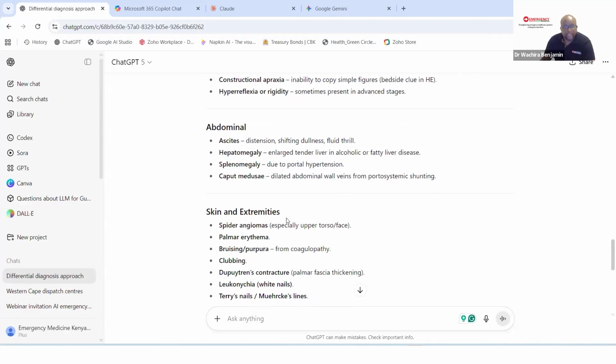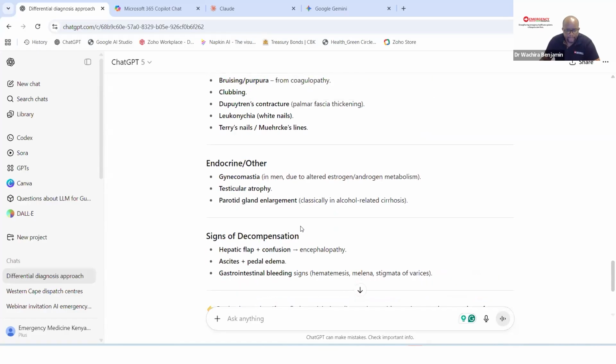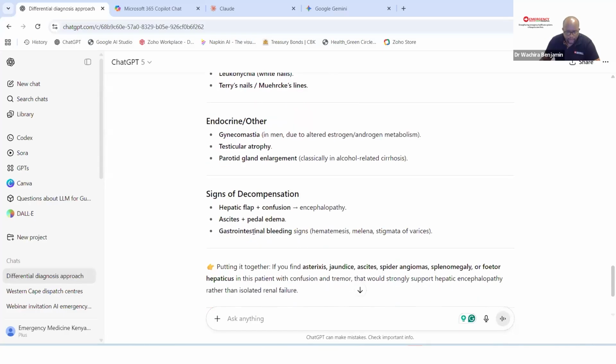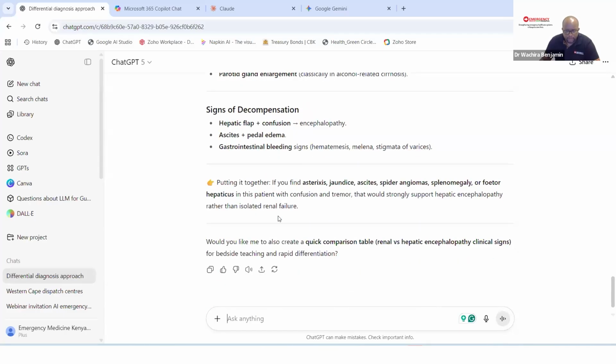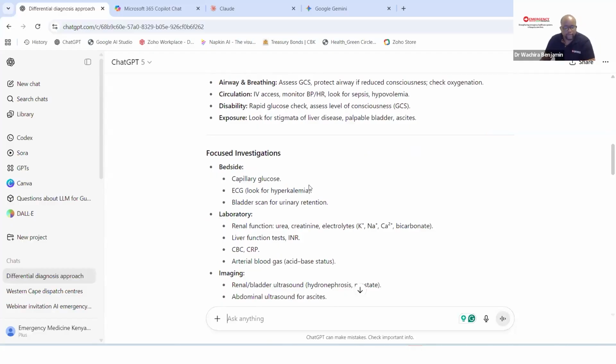I'll look for that. And remember, I can ask this AI to give me images. It just takes a long time to generate images, so I'll probably do it as a last thing, so that you can see how images can be created. Hepatic flap, confusion, encephalopathy. Putting it together, if I find this, then it's probably hepatic. So I definitely need liver function tests, liver ultrasound, a few other blood tests and electrolytes to confirm this. All right, good.